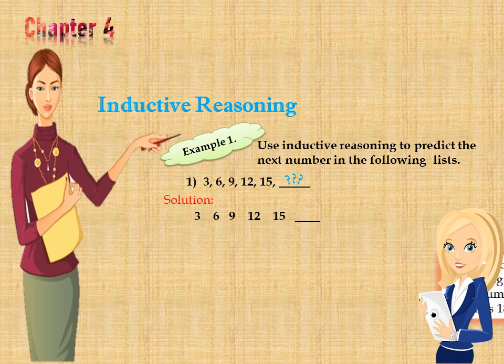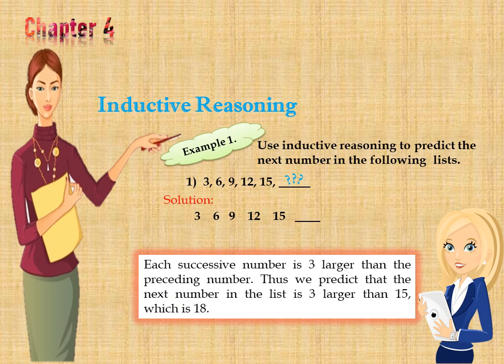So, take note that each successive number is 3 larger than the preceding number. Okay? So, we can predict that the next number in the list is 3 larger than 15, and that is 18. Okay? So, the answer would be 18.